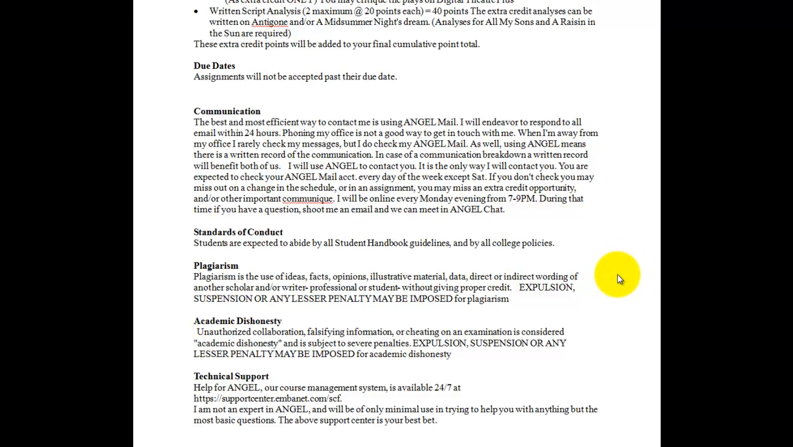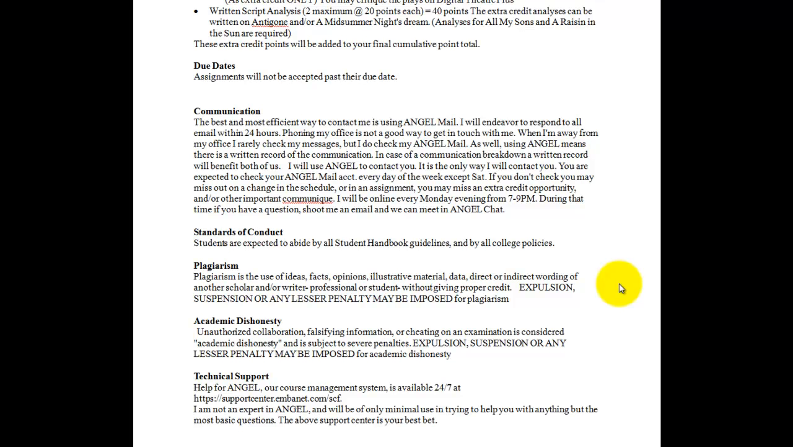Technical support. First thing you're going to find is that I do not like Angel. I am really happy that we are going to be switching out of Angel and moving into a far better learning management system. I wish I had gotten my act together this semester and changed over, but I didn't.